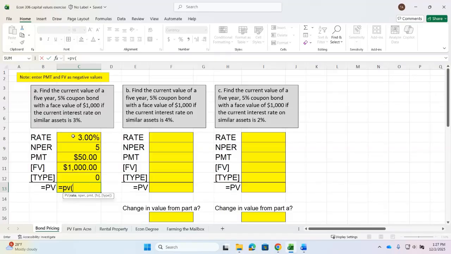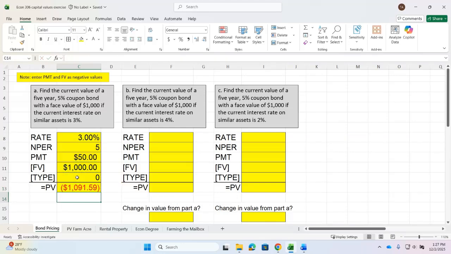Rate, you can see the logic of structuring it this way. Click the cell. In per, click the cell. Just down we go. Payment, click the cell. Future value, click the cell. Type, click the cell. Now, this is going to give me the PV as a negative number.